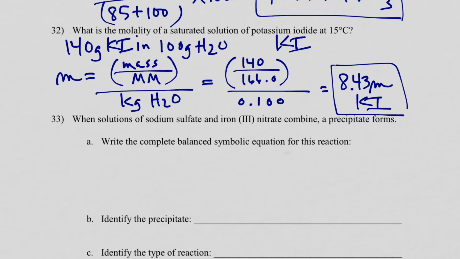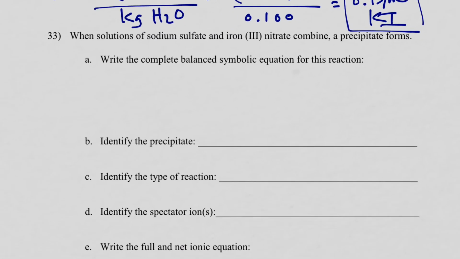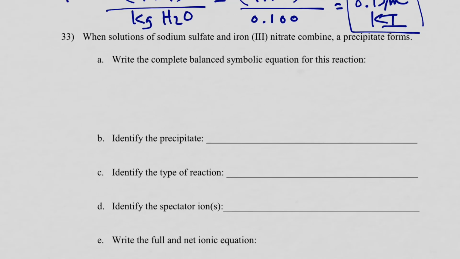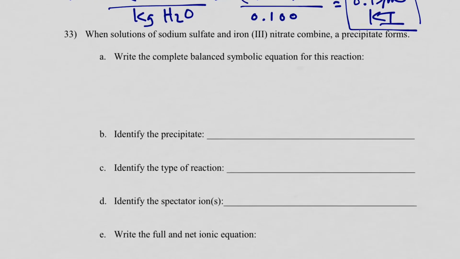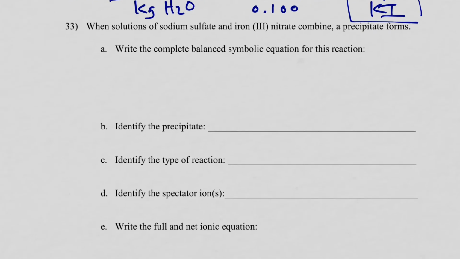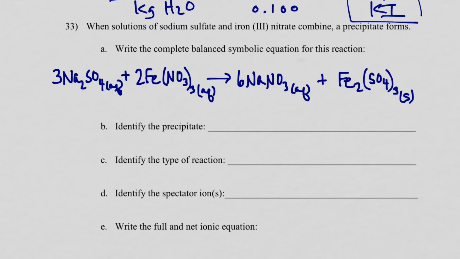Okay, so now continuing with number 33. Number 33 was the last major concept in the section regarding solution chemistry, and that was where we wrote complete balanced equations and then wrote full ionic equations and ionic equations identifying both precipitates and spectator ions. So in this particular question, number 33, A asks us to write the complete balanced symbolic equation for this reaction. And I'm going to pause for a second and write the reaction out, and then I'll talk you through it.